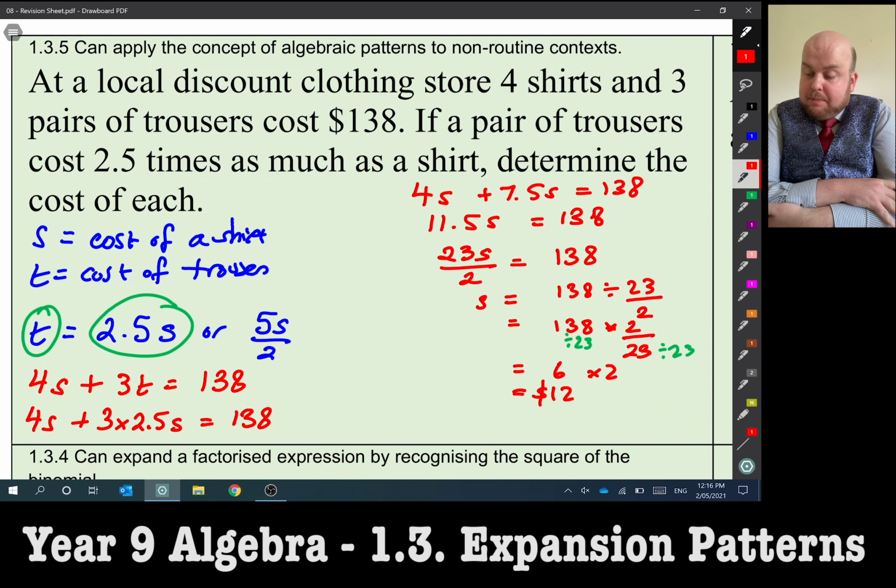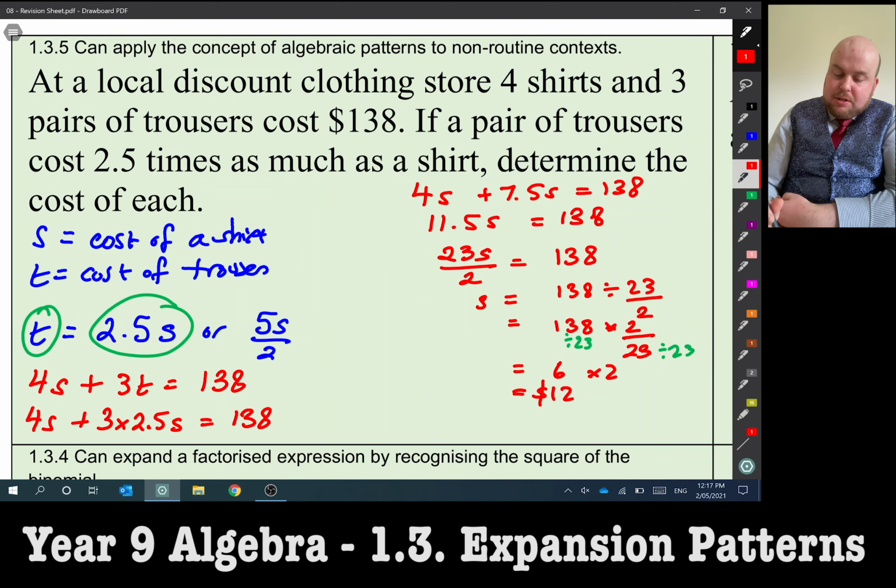This one was a tricky one because you had to try to figure out what number could possibly fit into both 23 and 138. It was a bit of a mean question. But 23 can divide into 138, and it goes in 6 times. So 6 times 2 gets you 12. So that means each shirt costs $12.